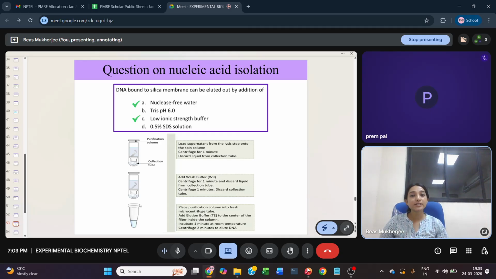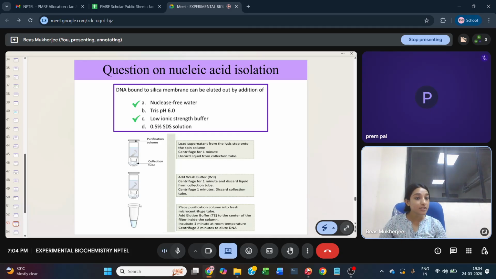So load supernatant from the lysis step onto the spin column. Centrifuge for 1 minute. Discard the liquid from the collection tube. Add wash buffer, centrifuge for 1 minute and discard the liquid from the collection tube. And then place the purification column into a fresh microcentrifuge tube where you will collect it. Add elution buffer, that is TE, to the center of the tube. Incubate for 1 minute at room temperature and centrifuge for 2 minutes to elute DNA. This is what is done.